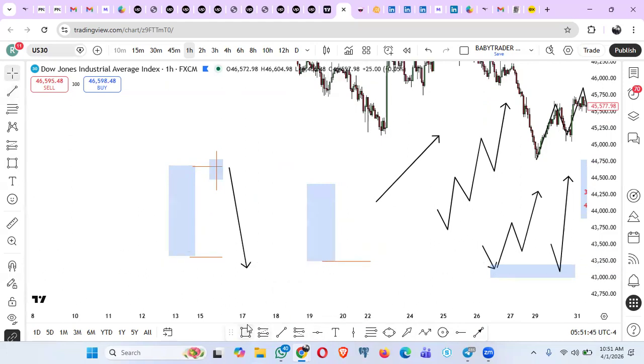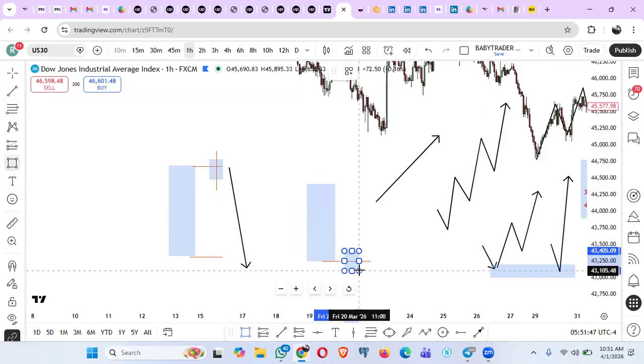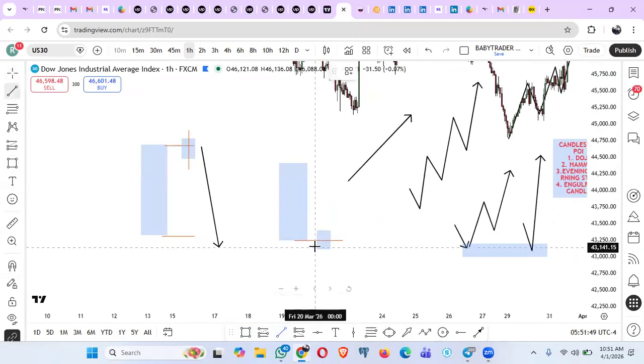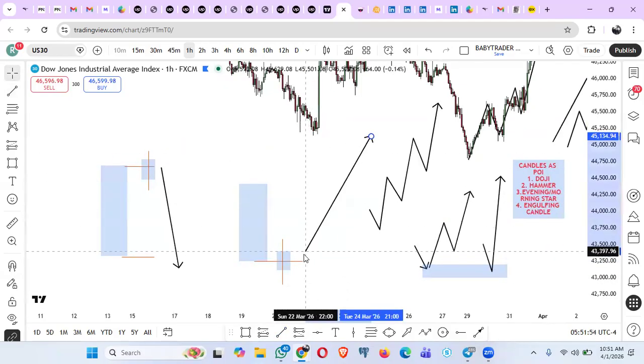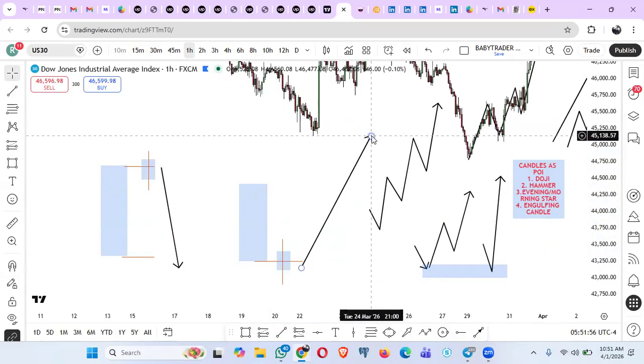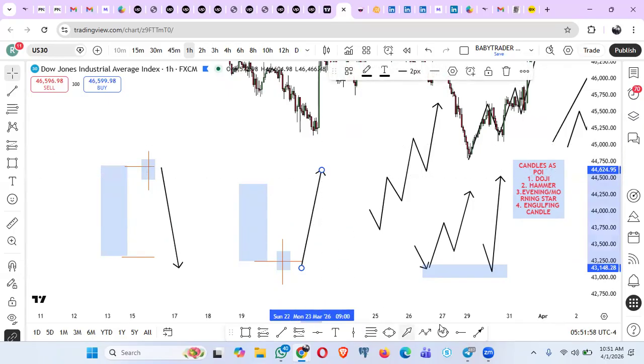Then you know your, what's it called? The next trading day would be bullish. Do we have any question on this?